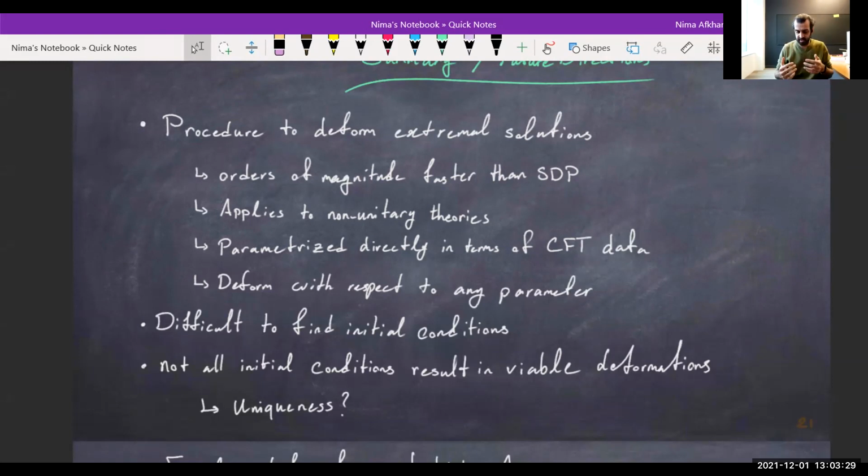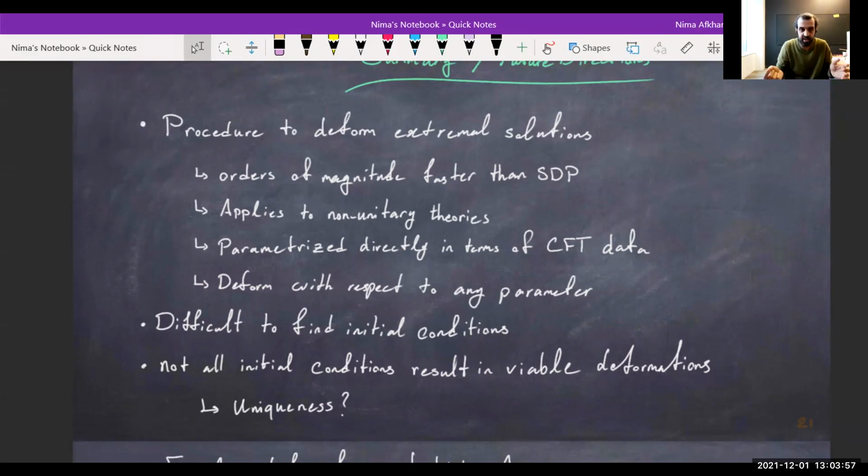And the other thing that I hinted to but didn't really discuss is that not all initial conditions result in viable deformations. Sometimes, no matter what you do, you start with some initial conditions and you try to deform it, and the deformation just diverges and you're not able to continue. It could be that you're not seeing the double zeros that appear, so it never crosses zero, and you don't know what roots to add.